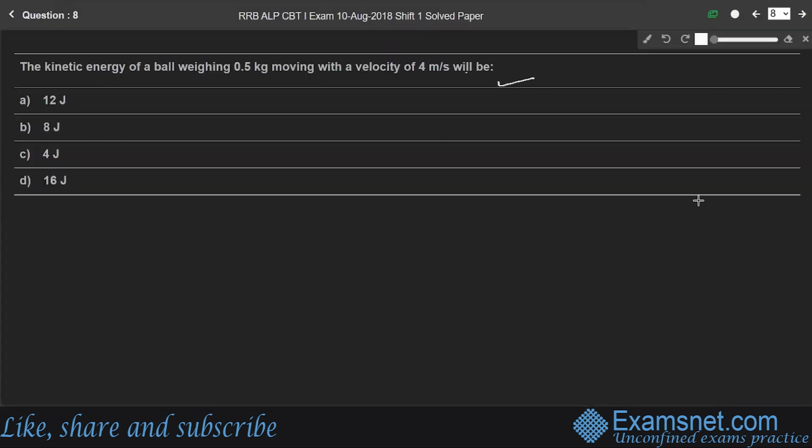Question number 8. The kinetic energy of a ball weighing 0.5 kg moving with the velocity 4 meter per second will be. So here the mass of the ball is M equal to 0.5 kg. First, we need to check whether all the units are in the same system. All the units are in SI system, so no need to convert that.